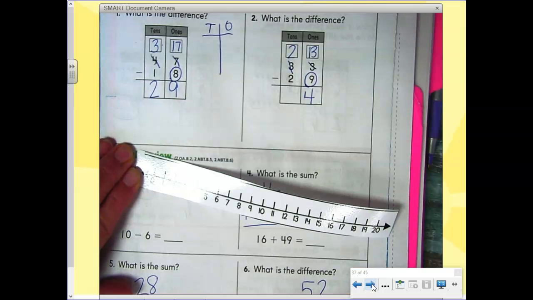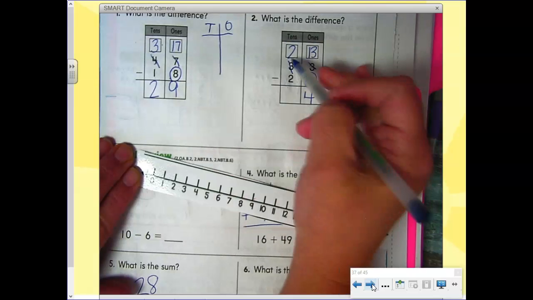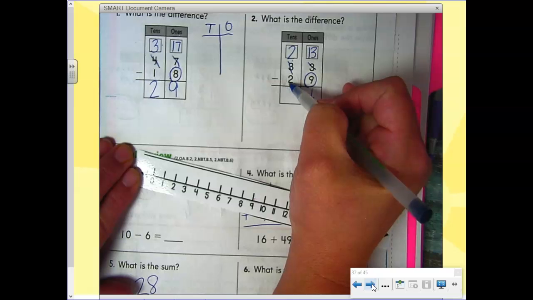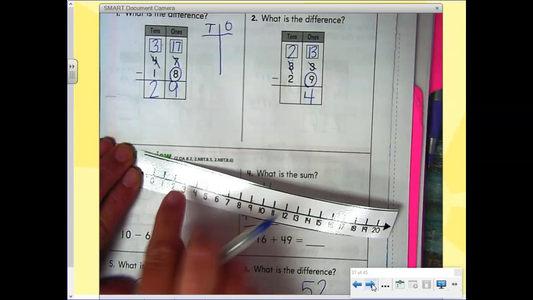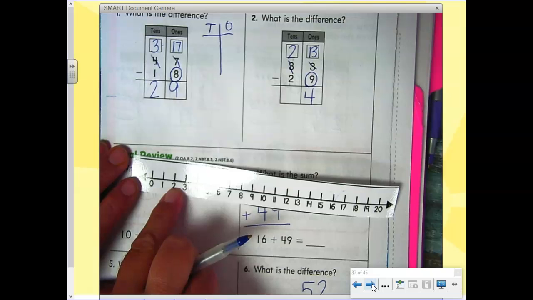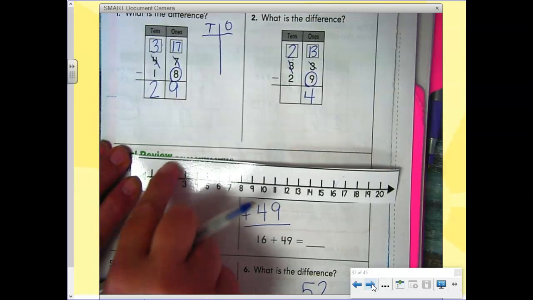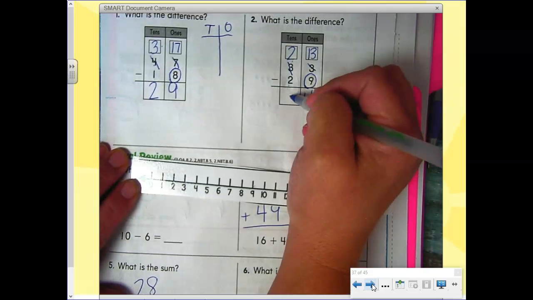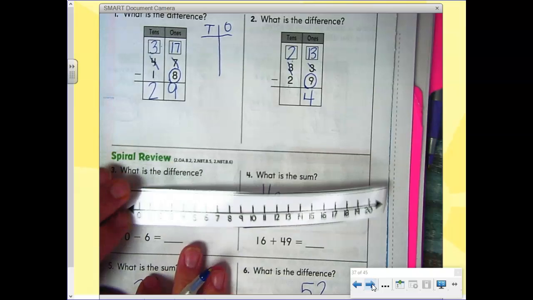Now to my tens place. I have 2 and I need to take away 2. If I have 2 and I need to hop back 2, 1, 2, what's my answer? 0. That's right. So do I put a 0 here? No, I leave it blank.